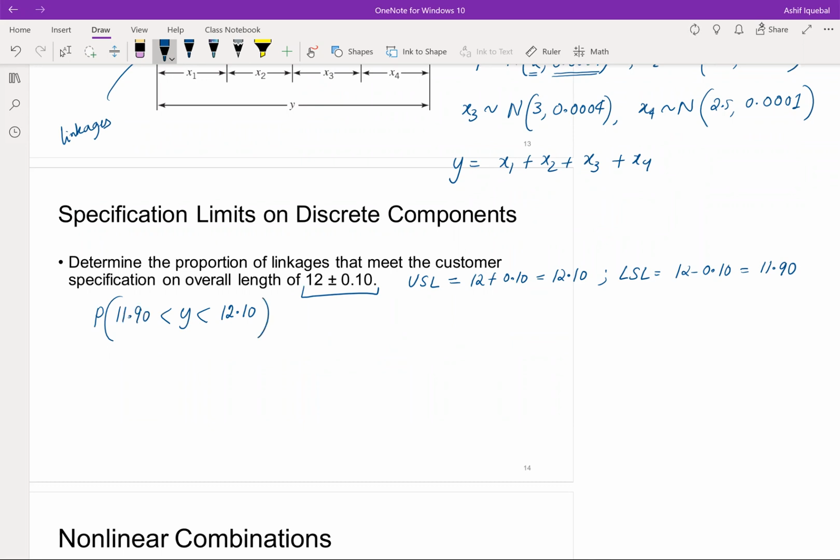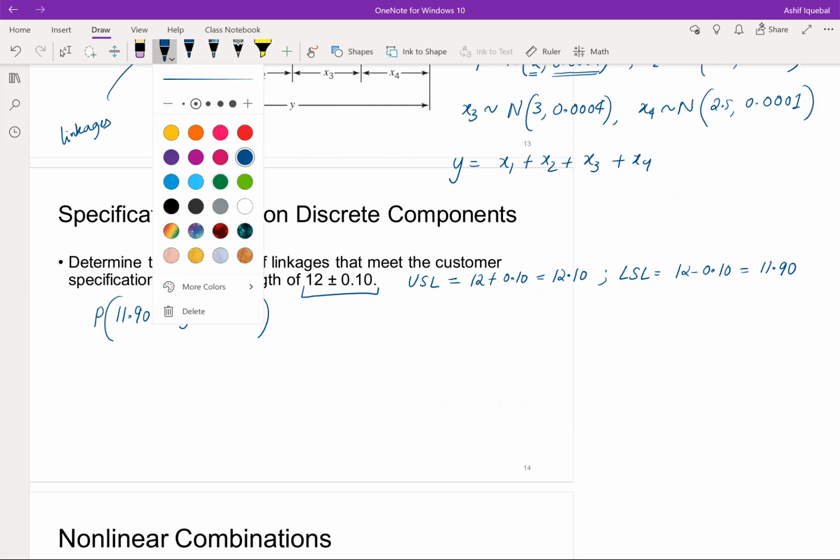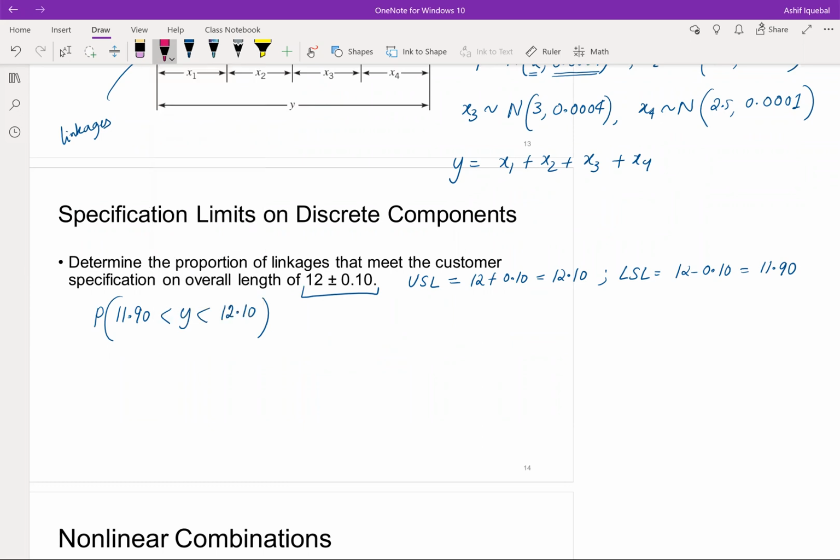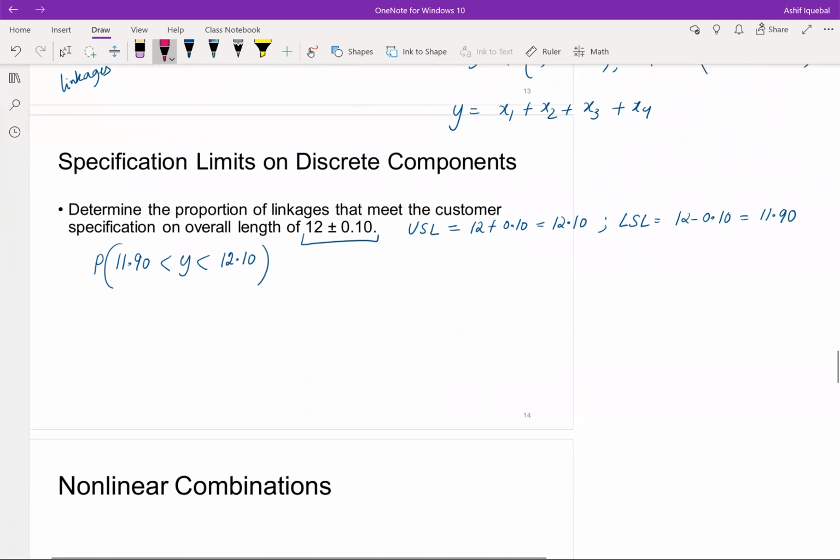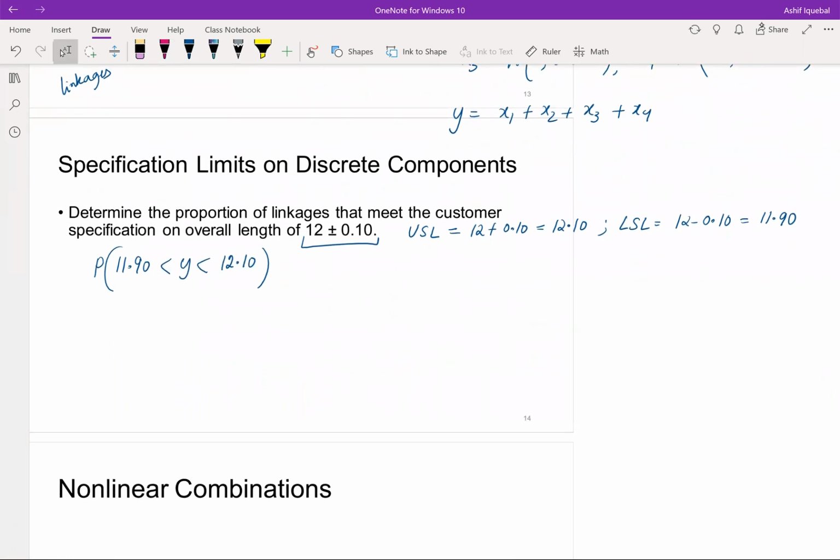Okay, so to find this probability, we need to first find the mean and standard deviation of y. So let's take a bonus quiz here. The bonus quiz is: what is the mean of y and what is the variance of y?